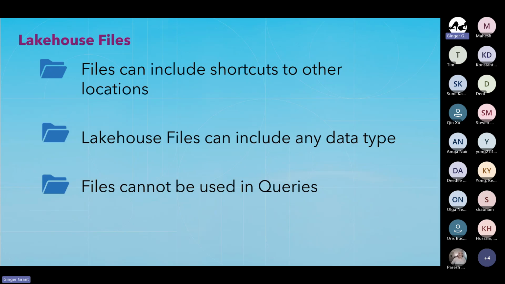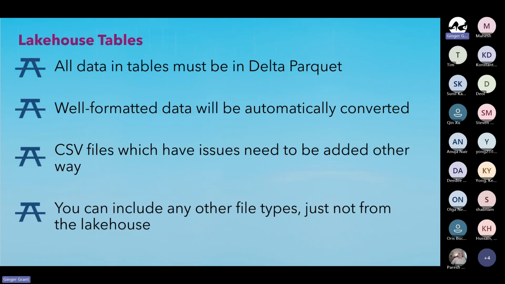So your lakehouse has a files section, which is also a section inside of your lakehouse. You can put anything inside of a lakehouse. I can't query anything, but you can add anything. You can use shortcuts. You can use mirrors. And you can use all of these things inside of a query. But if you add a file, you can't query the file directly. You have to load it to a table. So when you add data to a table inside of a lakehouse, the data in tables is going to be in a Delta Parquet format.